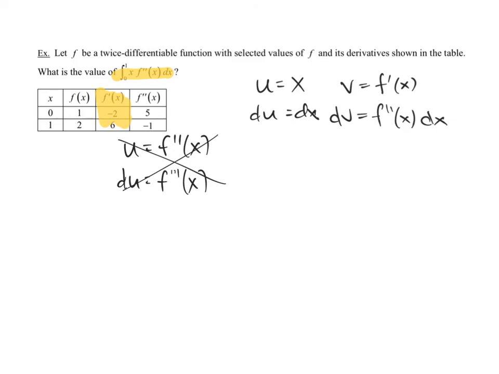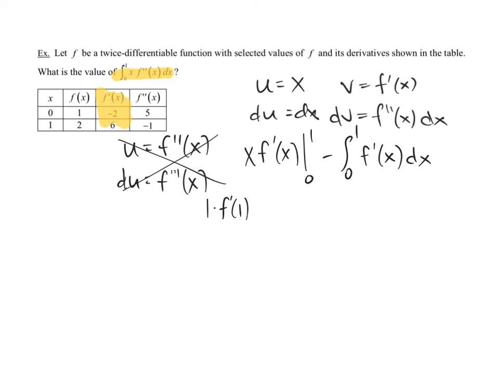So using my formula for integration by parts, this is going to be u times v, x f prime of x, evaluated from 0 to 1, minus the integral of v du. So that's going to be f prime of x dx from 0 to 1. Okay, so for this first term, x f prime of x evaluated from 0 to 1, I'm just going to use the fundamental theorem of calculus. So that will be 1 times f prime of 1 minus 0 times f prime of 0.